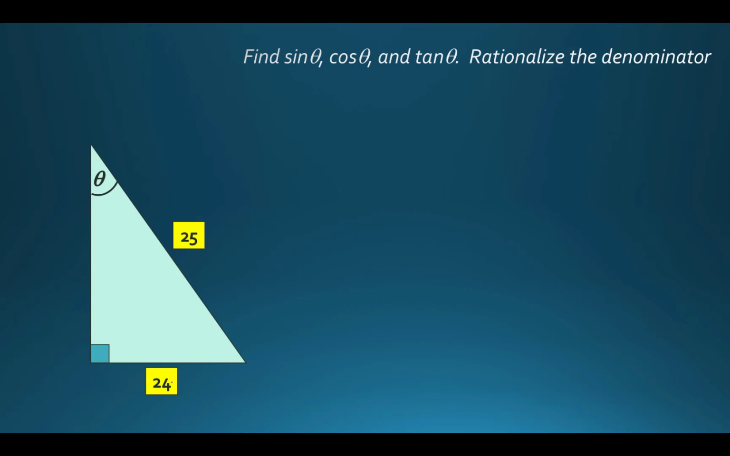24, 25. Okay, so here's another opportunity for me to try to redeem myself. So this is a Pythagorean triple. So rather than doing a squared plus 24 squared equals 25 squared, I can just be like, that's a 7, and I'm a genius now. Okay, so sine of theta.